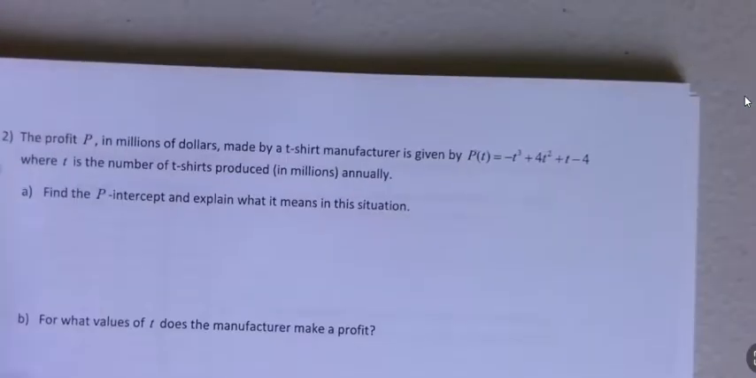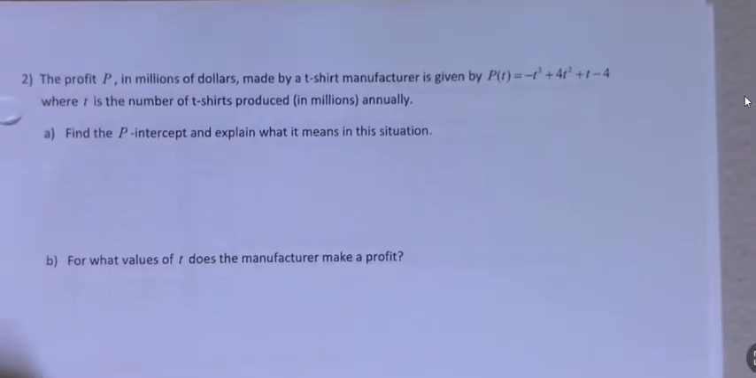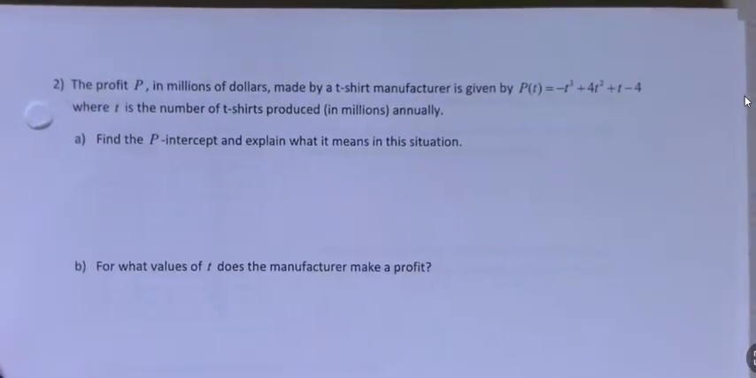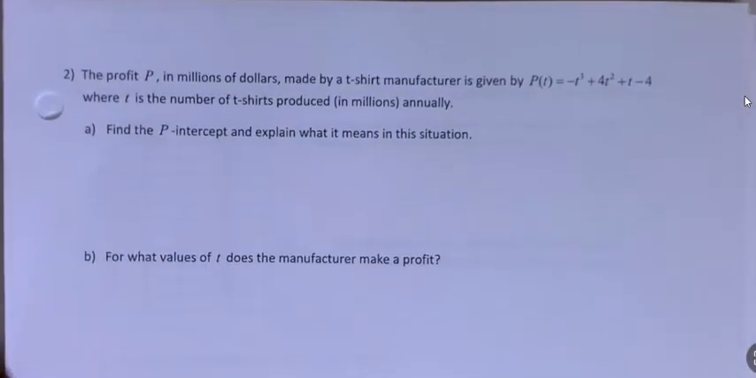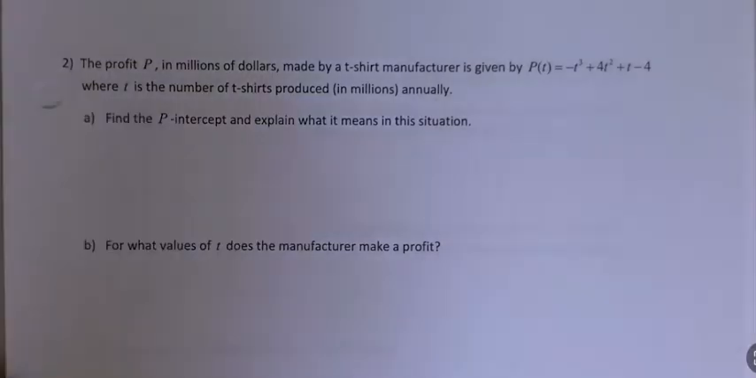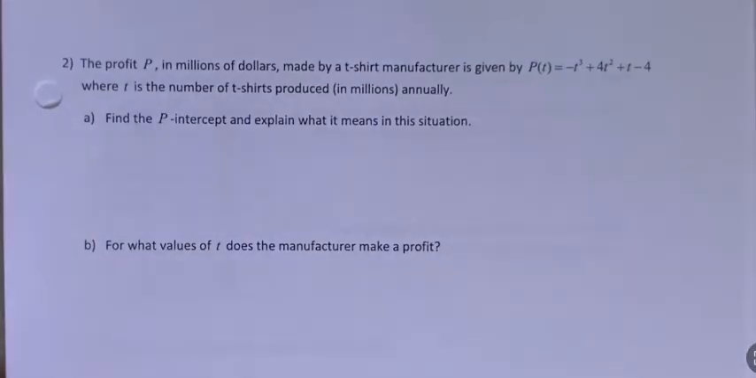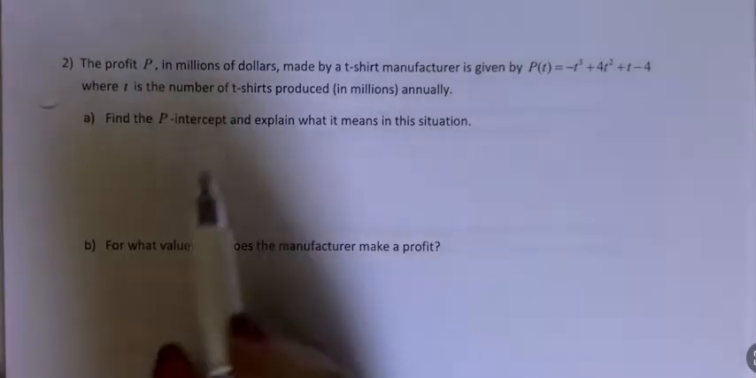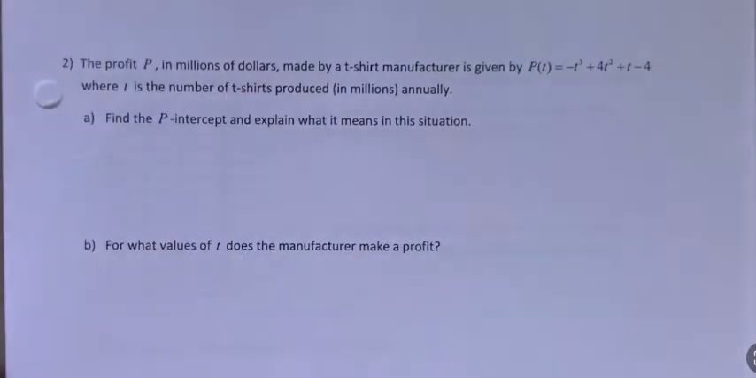So in number 2, the profit P in millions of dollars made by a t-shirt manufacturer is given by this equation P of t, where t is the number of t-shirts produced in millions annually. So this time we don't have to come up with our own equation. They actually gave it to me. I want to find the P-intercept and explain what that means. And then I want to answer the question, for what values of t does the manufacturer make a profit? And then I want to figure out where the largest profit would be.